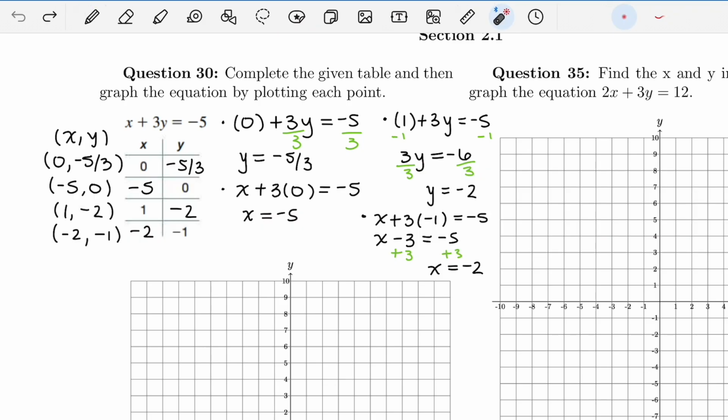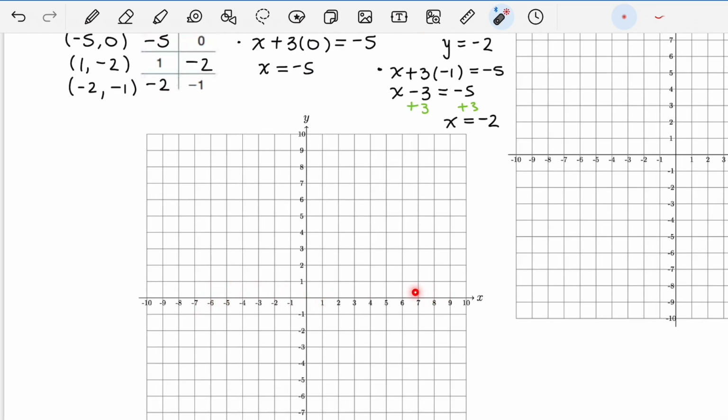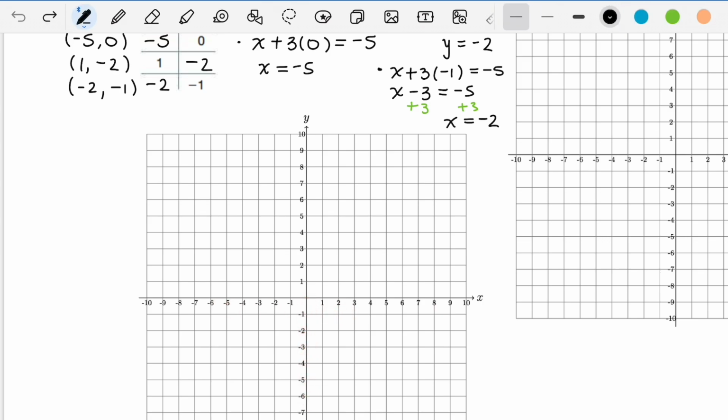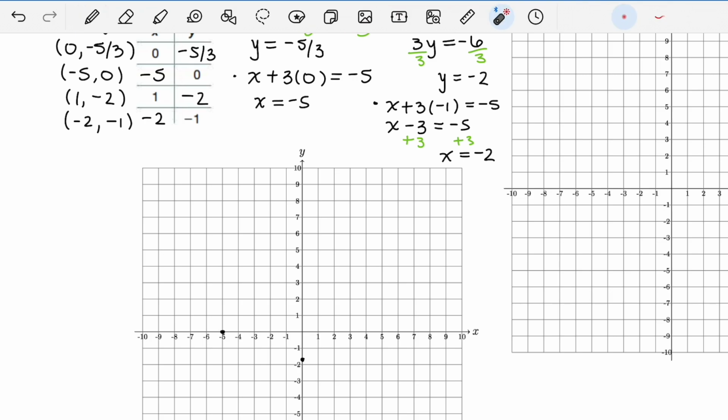When x is equal to 0 here, y is negative 5/3. So x is 0, so we're not moving anywhere on our x-axis, but y is negative 5/3, so we're moving down 5/3. So that'll be right about there. That'll be that point. Now our next point is negative 5, 0. So that means x is going to be negative 5, so we're moving to the left, negative 5 for x. And then that is our point because y is 0, so we're not moving up or down on our y-axis.